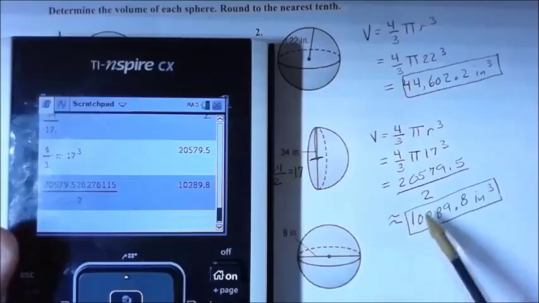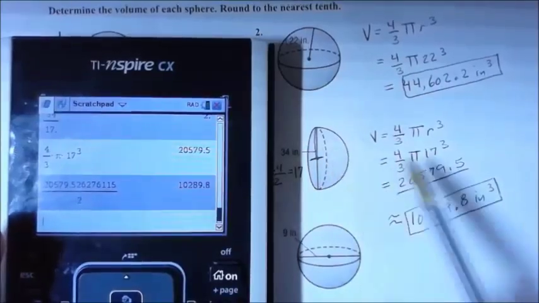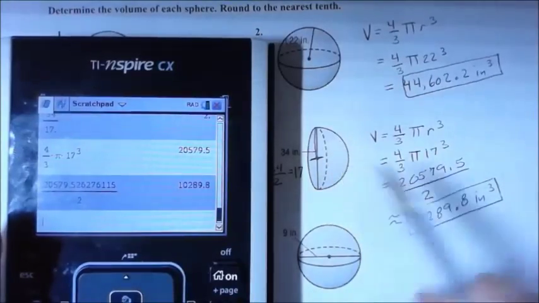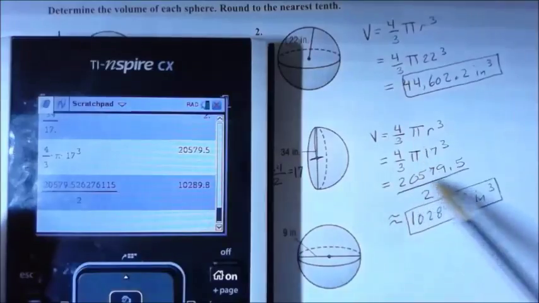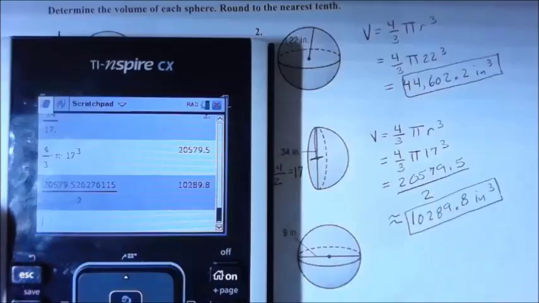So that's the only difference: if it's half of a sphere, we call that a hemisphere. And what we're going to do is literally cut it in half at the end. So use the same formula and then just divide it by 2. And that'll give you your answer.